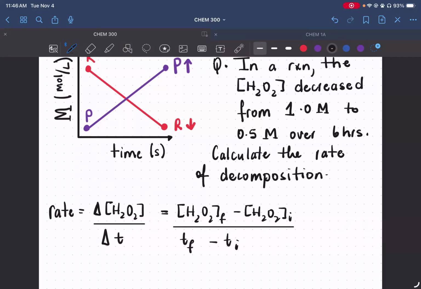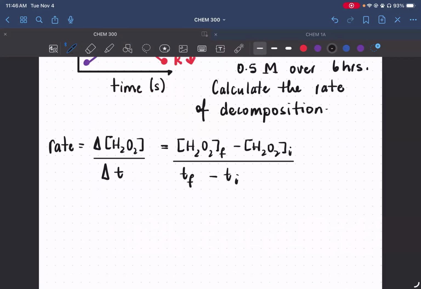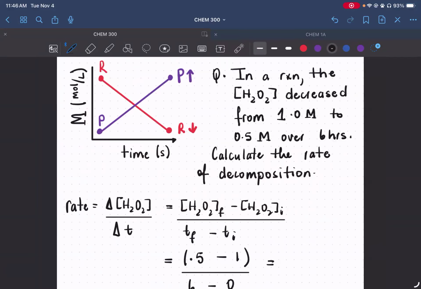Here, just labeled as F and I, final and initial, such that we're able to say this is equal to 0.5 minus 1 all over 6 minus 0. Where do these numbers come from?